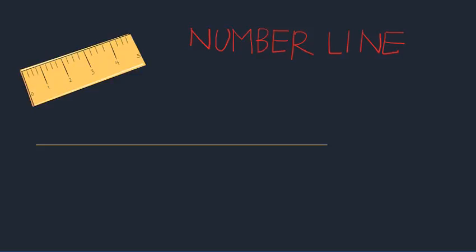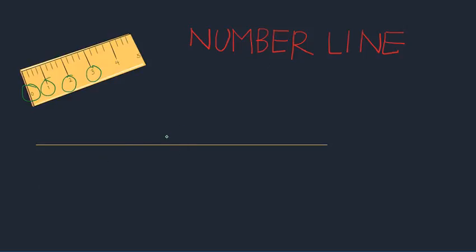Hi, today we are dealing with the topic number line. If you look at the scale or ruler you have, you'll observe a few markings on it, namely 0, 1, 2, 3, and it goes on. Let's mark these numbers on a number line. A number line is nothing but a straight line upon which we can mark these numbers. Okay, so let's mark it.